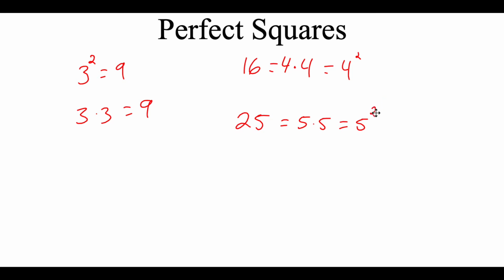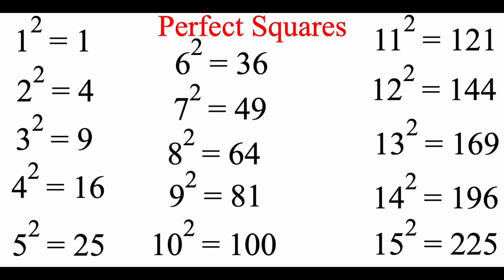So there's a whole lot of perfect squares out there, and some of these you might already be familiar with. 1 is a perfect square because 1 times 1 is 1. 4 is a perfect square because 2 squared, or 2 times 2, is 4. We already talked about 9. 9 is 3 times 3, or 3 squared. So 9 is a perfect square.